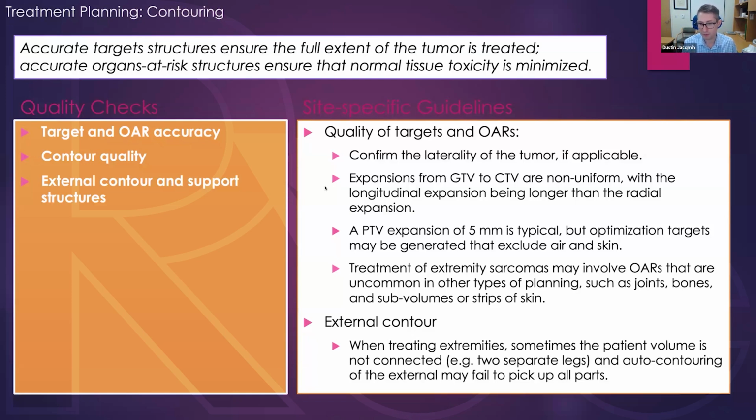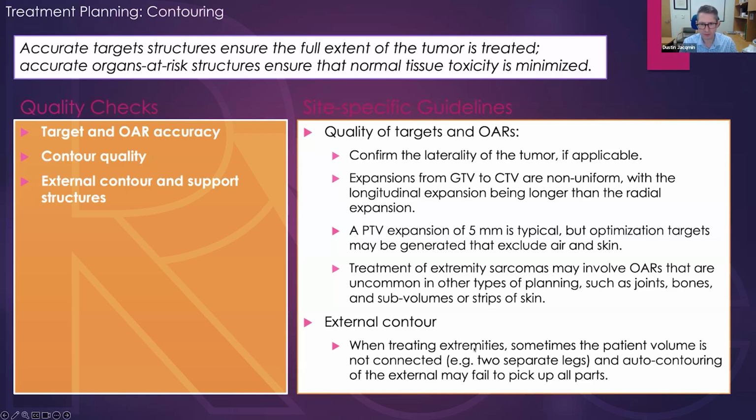Often a PTV margin of 5 millimeters is typical, but you also see optimization target volumes that are generated to exclude air, skin, maybe even some normal tissues inside of the arm or the leg. Treatment of extremity sarcomas involves organs at risk that are uncommon in other types of planning, such as joints, bones, subvolumes of or strips of skin that might be especially spared to reduce side effects of the treatment. And so you'll want to pay attention to what the physician has asked for. There might be some things in there that you don't normally see.